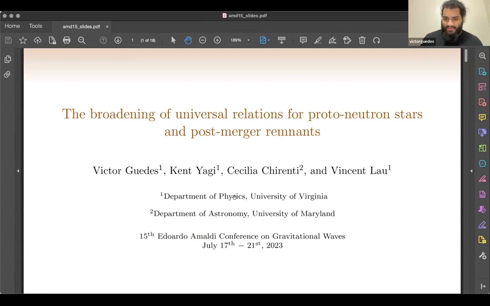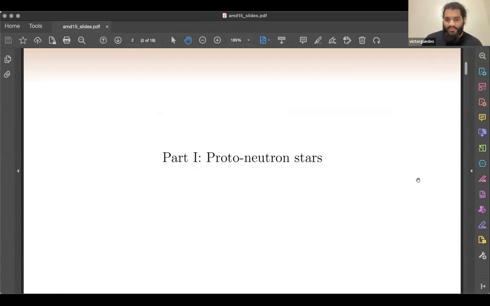This is not really related to what we have seen in this session, but I hope we can get something for you. So I'm talking about the broadening of well-established universal relations for cold neutron stars, but for more dynamical systems like protoneutron stars or post-merger remnants. So I'd like to start with the protoneutron stars case.